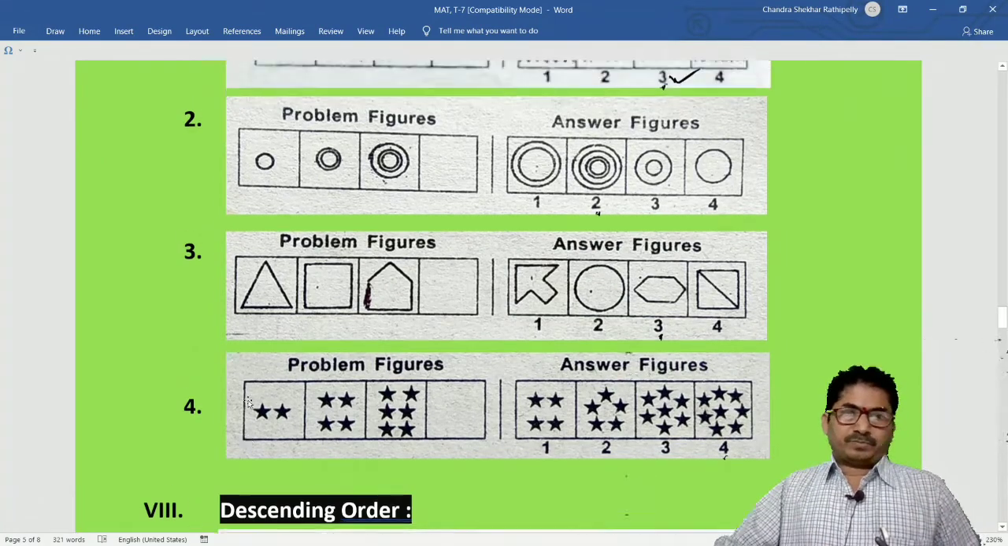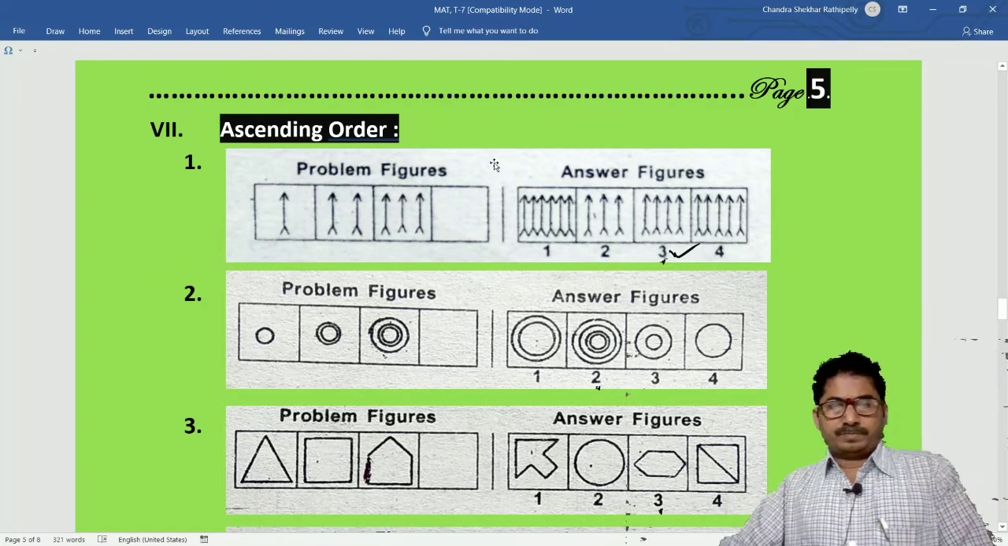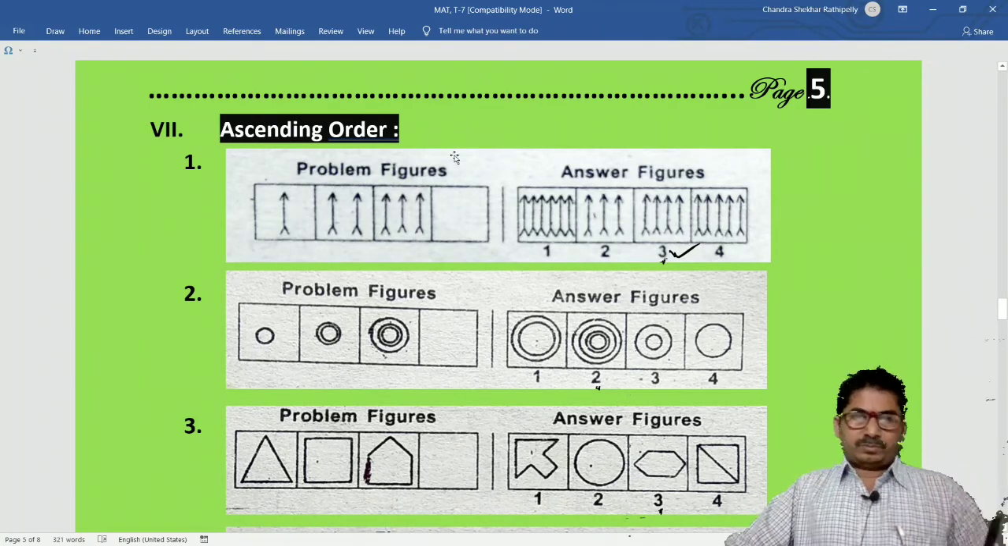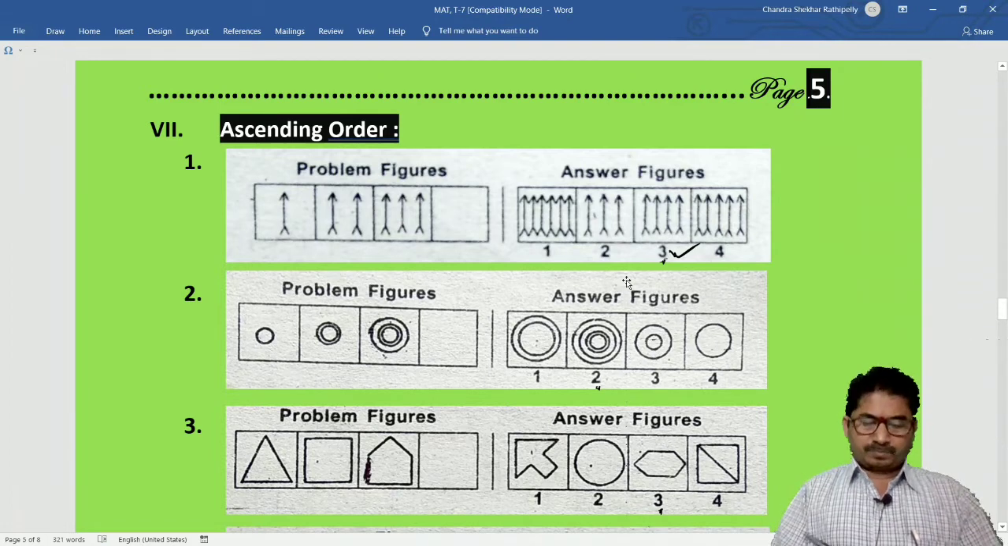Ascending means, what is ascending? Ascending means less to more, less to more. So that's why 1, 2, 3, next to 4. Here 1 circle, 2 circles, 3 circles, next 4 circles. Option 2.